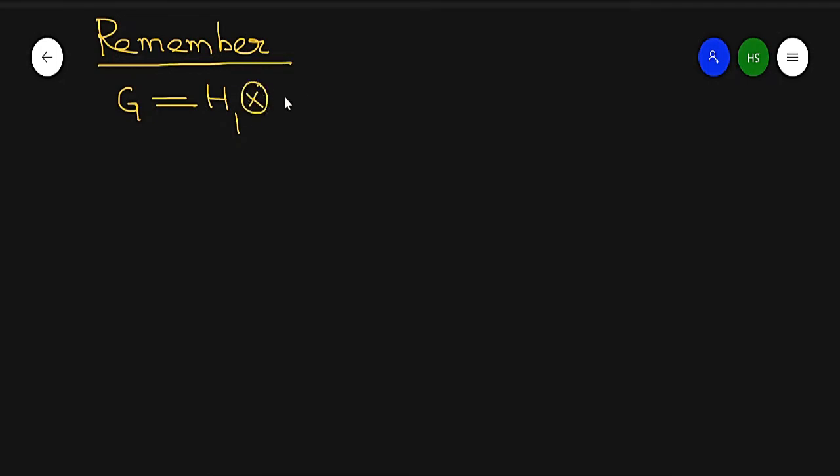Now remember, these are very important results. So here remember that, suppose G is an internal direct product, that is written as H1 cross with circle H2, and so on, cross with circle Hn. It is called the internal direct product. So this cross with circle is called direct product. If it is plus, then it is called direct sum.